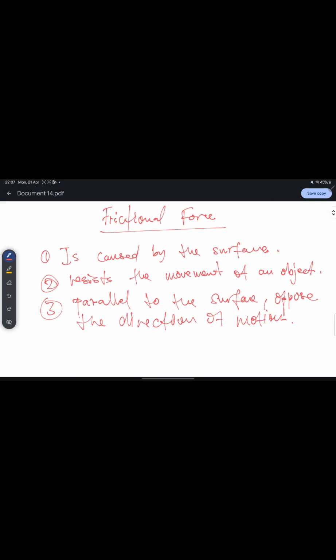Okay, so let's consider I'm having this plane here and I'm having this surface here. If this plane is moving, let's say the surface is rough and the plane is in contact with the surface. So friction is parallel to the surface, a force between the surface and an object. It opposes what? The motion.